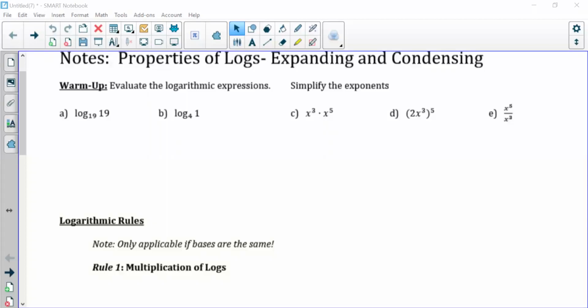All right, so today we're working on properties of logs, specifically expanding and condensing. Expanding means making it bigger, condensing means making it smaller. All right, so let's do some quick review problems just so we can remind ourselves how to do things.